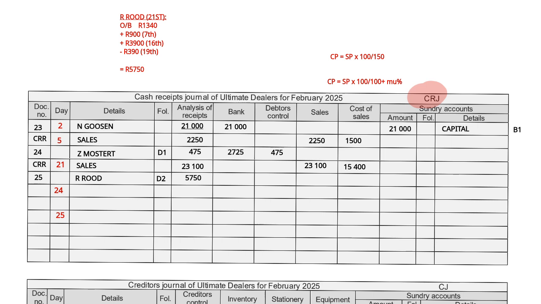Now we can total our analysis column. 5750 plus 23,100, which will give us 28,850 in bank, and 5750 in debtors control.